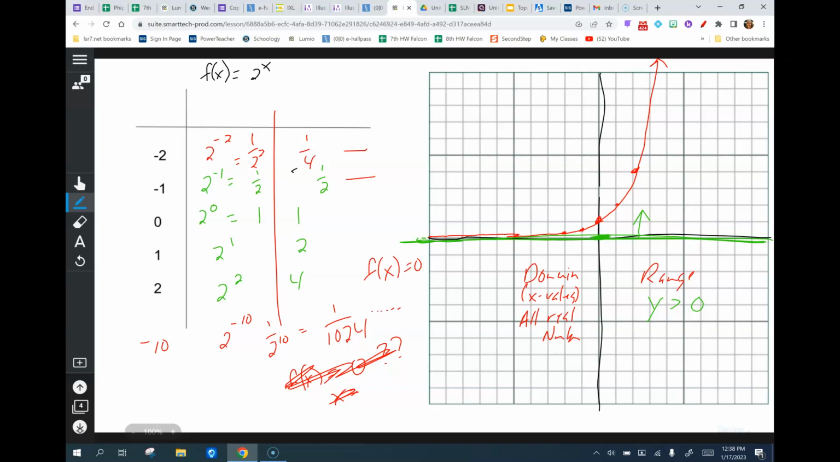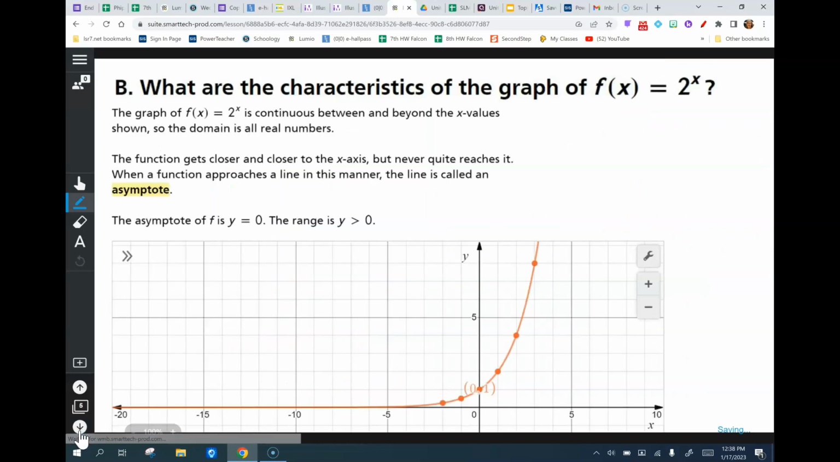And that actually has a certain name. This line right here, and I'm going to go to the next slide so you can see it. Okay, so we've already talked about it is continuous. It is continuous in all the x values, so our domain is all real numbers. Make sure you write that down. The function gets closer and closer to the x-axis, but it will never reach it. When a function approaches a line in this manner, that line is called an asymptote.